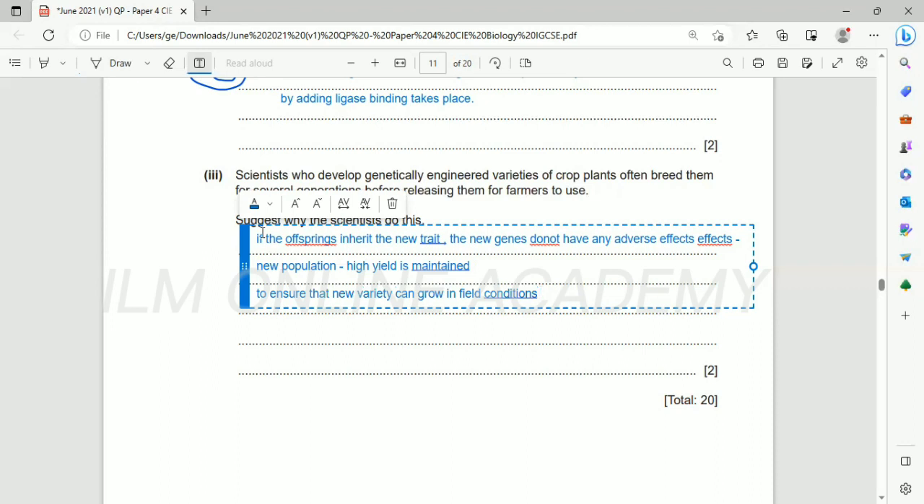All right. So that would be it for this question, and that would be it for this part. This is the first part of paper 4, June 2021. I'll be explaining the remaining questions in the next part.